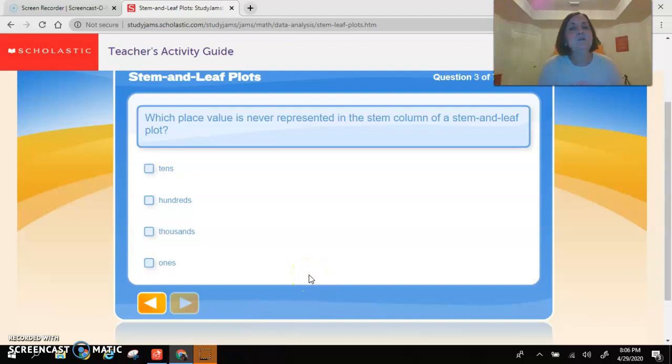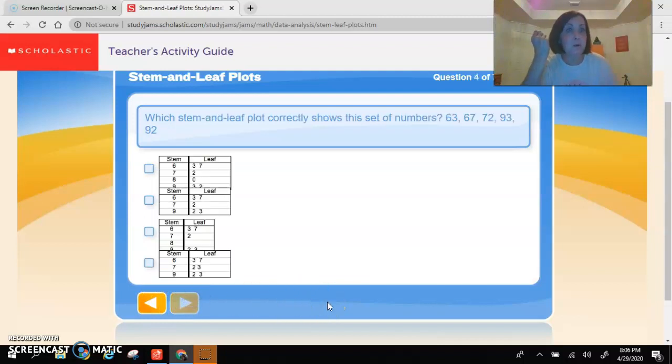Which place value is never represented in the stem column? So remember, leaves are the least place value position, and the stem are all the other place value positions. So think about this. Tens, hundreds, thousands, or the ones. Which one can never be a stem? And we're going to say the ones place because it would be the leaf. It would have to be the leaf in whole numbers.